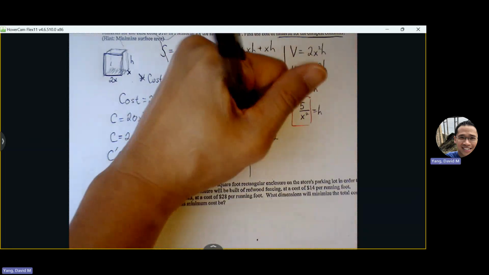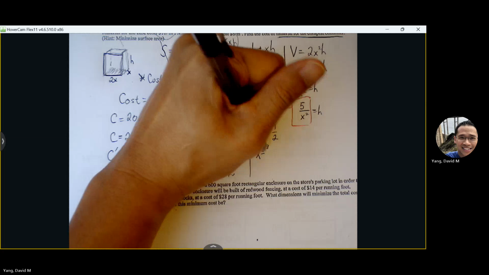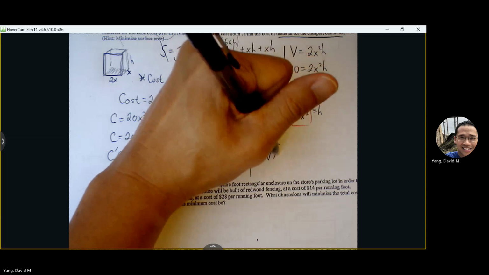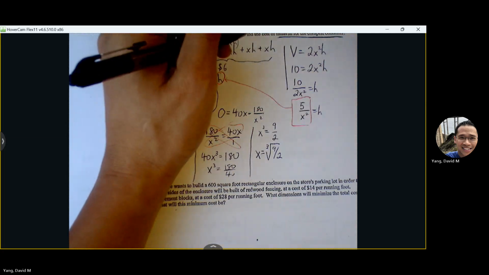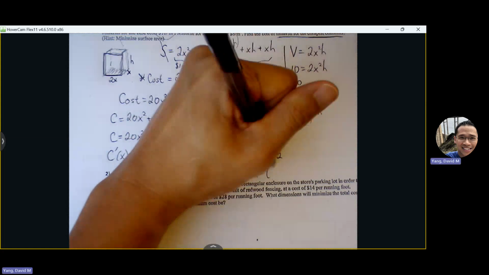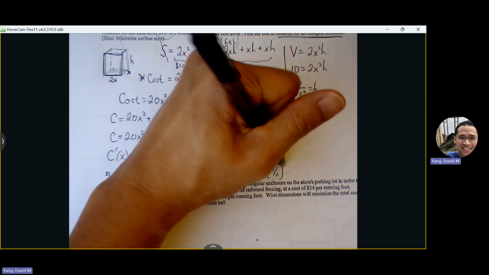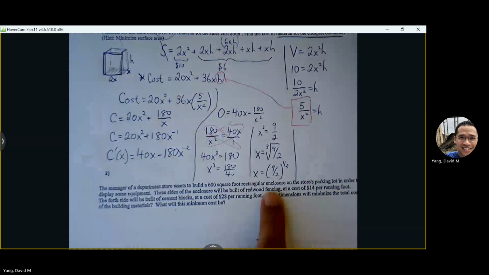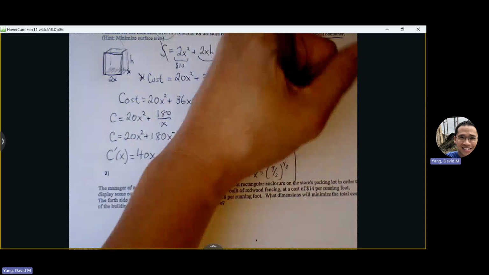Take the cube root. Or you can enter this in as 9 over 2 raised to the 1/3. Either way. Okay, we'll get a decimal version of that critical point, 1.651.